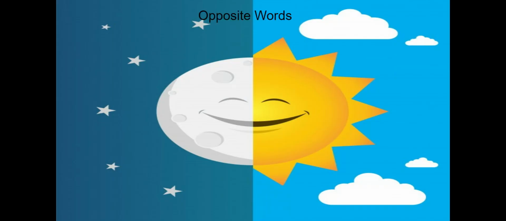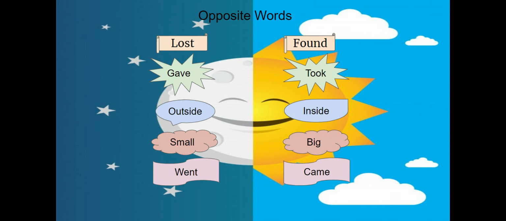Children, now let's see some of the opposites for the words that you came across in the poem. Lost is the opposite for the word found. Gave is the opposite for the word took. Outside is the opposite for the word inside. Small is the opposite for big. Went is the opposite for came.